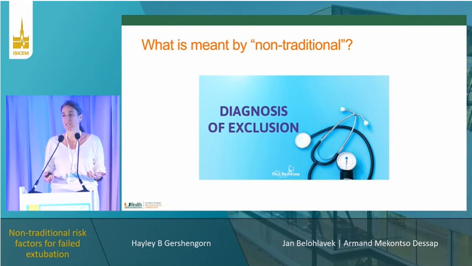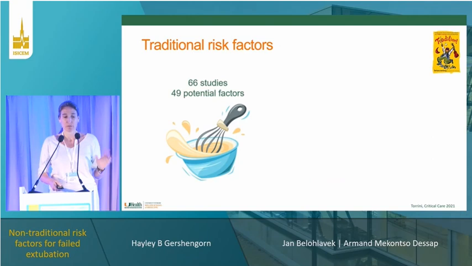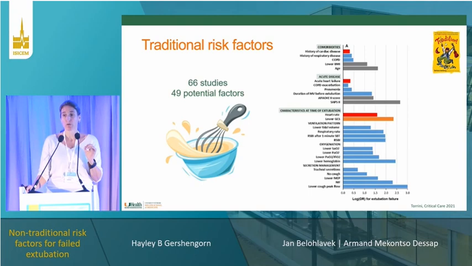In terms of traditional risk factors, there was a really nice meta-analysis done in the last year or so where they included 66 studies that had looked at possible risk factors for extubation, and ultimately they narrowed it down from 49 to this cadre of, I believe, about 20, where these were risk factors found in more than one study that were univariably associated with failed extubation.